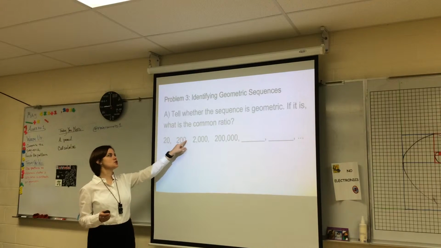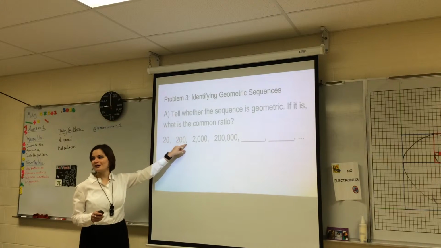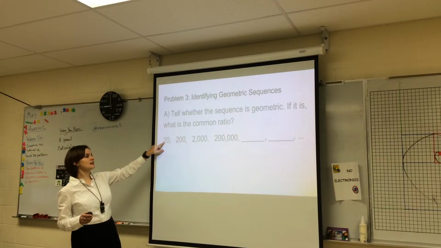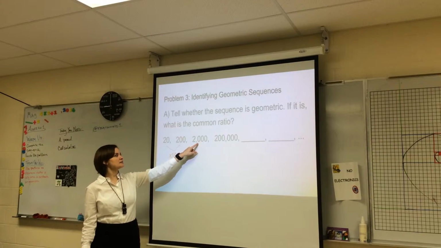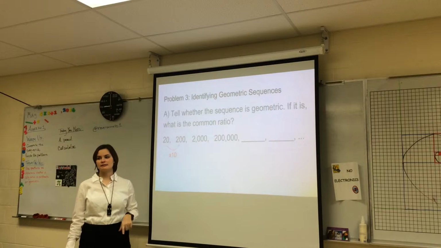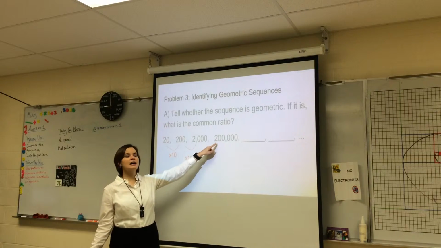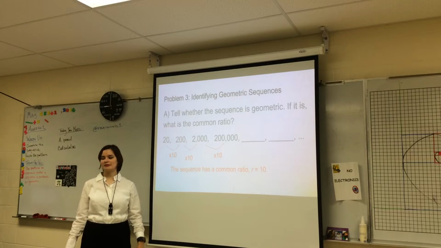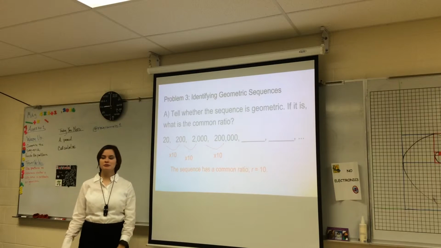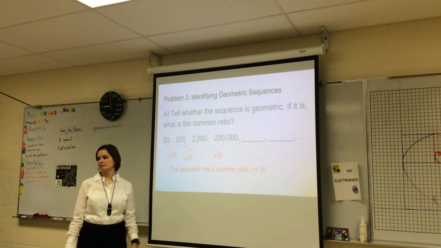Divide, I would say 200. I was going to say 2000. No. 200 divided by 20 is 10. 2,000 divided by 200 is 10. 200,000 divided by 2,000 is 10. Oops, I pushed the button twice. That's okay. So my sequence has a common ratio. My common ratio is 10.